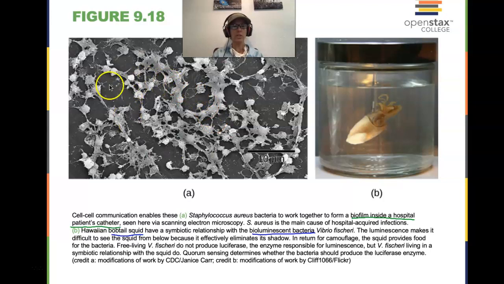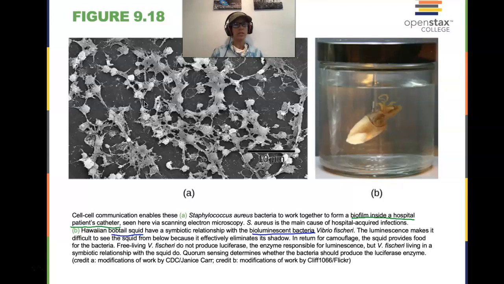This last slide is showing an image of a biofilm. On the left, that is a biofilm of Staphylococcus aureus that was formed on a catheter, so a tube inserted into a patient. This is not what you would want. These procedures are done very carefully so that the patient's skin is swabbed with an antiseptic to kill as many microbes on the surface as possible.